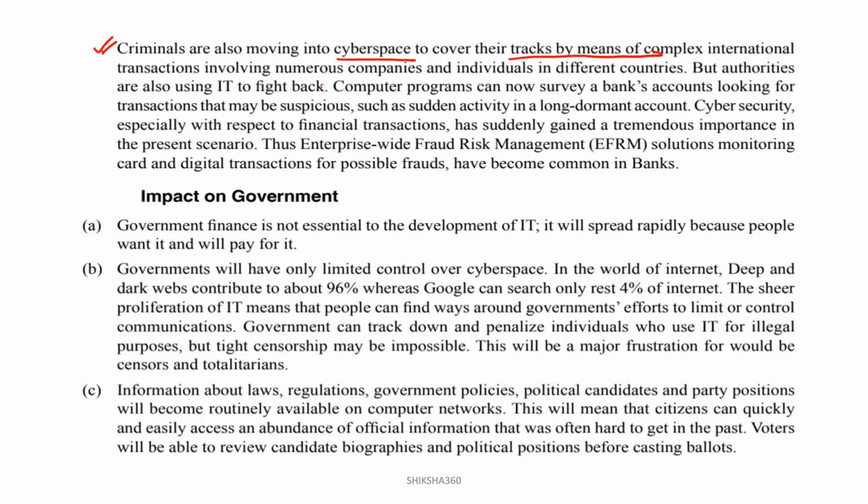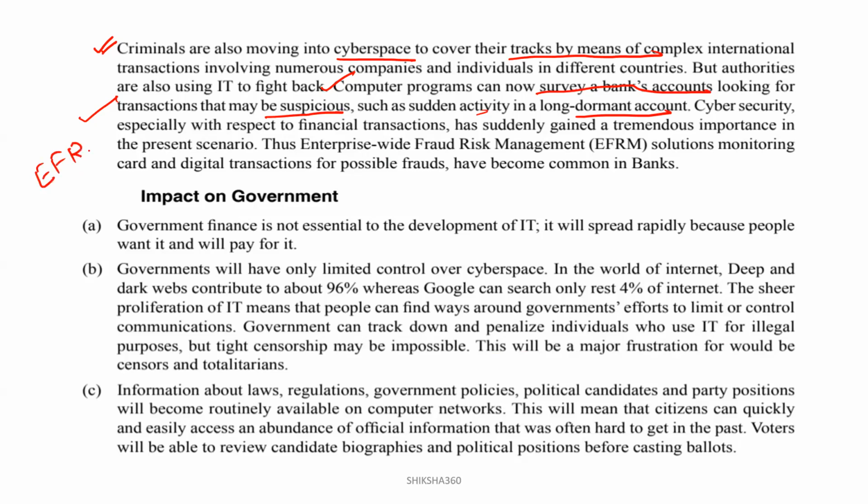Computer programs can now survey a bank's accounts looking for transactions that may be suspicious, such as sudden activity in long dormant accounts. You can also feel that in your organization, you will get information from your head office or specialized office in that domain that this is happening in this account. Clear? So cyber security, especially with respect to financial transactions, has suddenly gained tremendous importance in the present scenario.